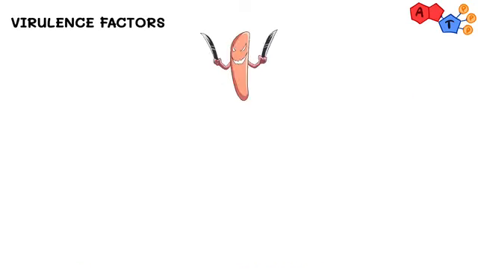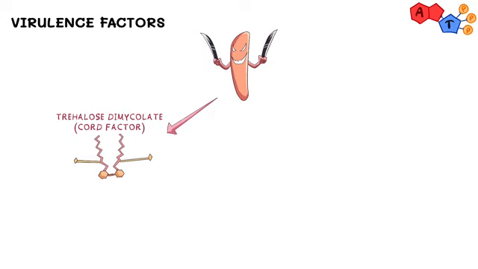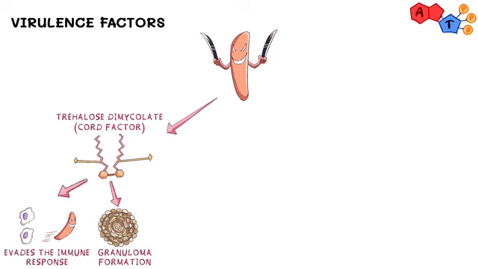TB has multiple virulence factors, so let's talk about a few of them now. The first one is trehalose dimycolate, also known as cord factor. This helps TB evade immune response. It has also been shown to cause granuloma formation and trigger cytokine release.